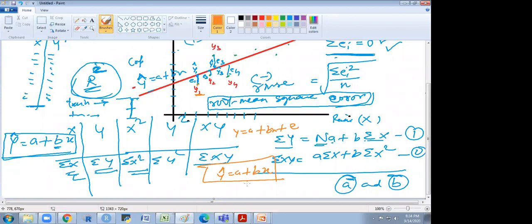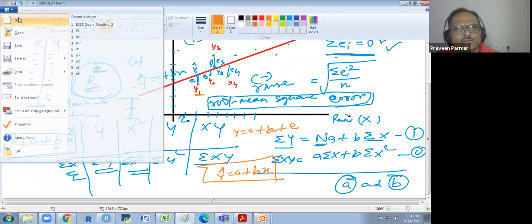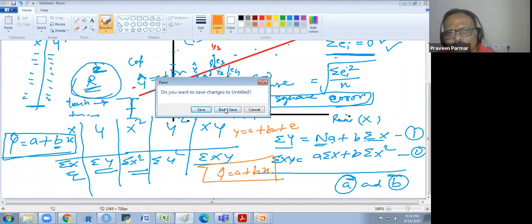Yes, sir. Now we see one more thing. I take a new sheet for that because there is no space in this sheet.